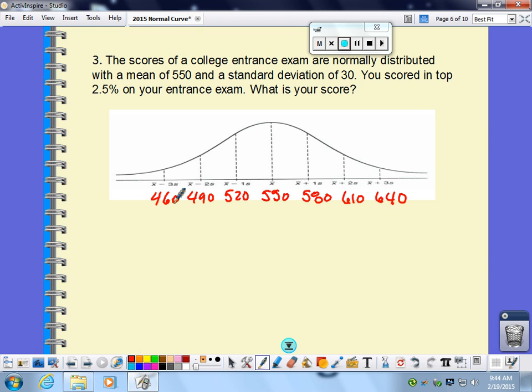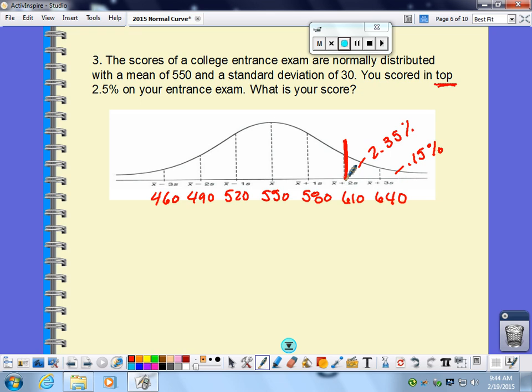This time our answer is going to be one of the numbers across the bottom. So what area under the curve is going to correspond to 2.5%? Since we want the top, I'm going to start on the right side. I'm going to try to accumulate enough area to get 2.5%. So let's start counting. I got 0.15%. Well, that's not enough. I know this is 2.35%. If I add those two together, I'm going to get 2.5%. So that means my cutoff is 610.